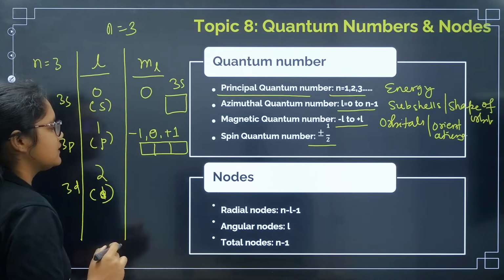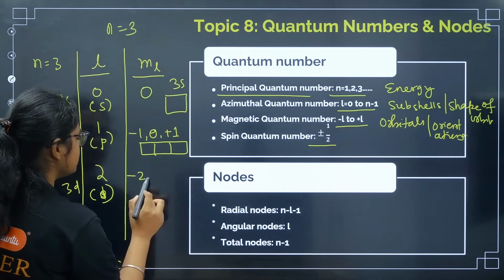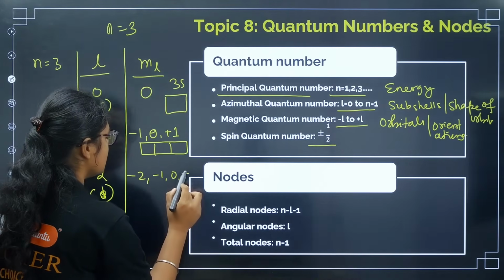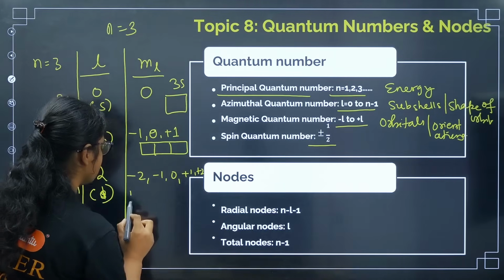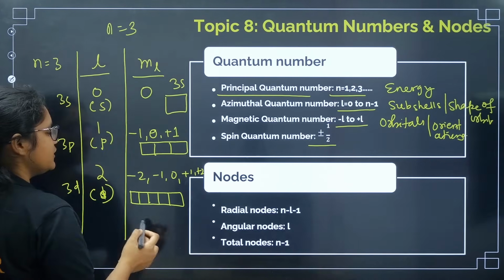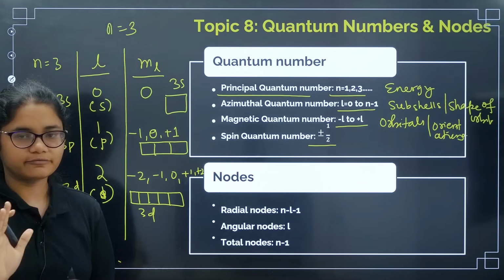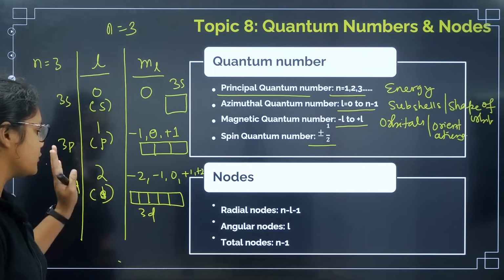So minus 1, 0, plus 1 has 3 values. So we tell it as 3p has 3 orbitals. Next, if you see 3d, minus 2, minus 1, 0, plus 1 and plus 2. So there are 5 orbitals here. These are 3d orbitals. So in this 3d subshell, there are 5 orbitals. That is how you can do it.